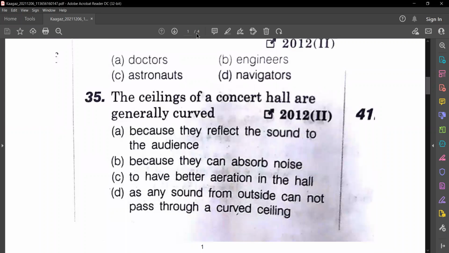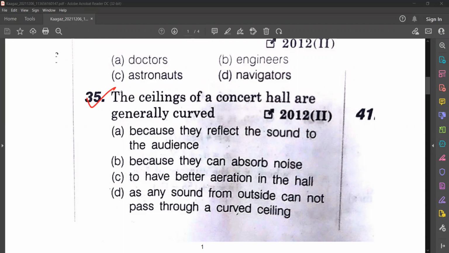The ceiling of a concert hall is generally curved. The ceiling of a concert hall is generally curved because they reflect sound to the audience, because they can absorb sound, to have better aeration in the hall, as any sound from outside cannot pass through the curved ceiling. So what is the correct answer?